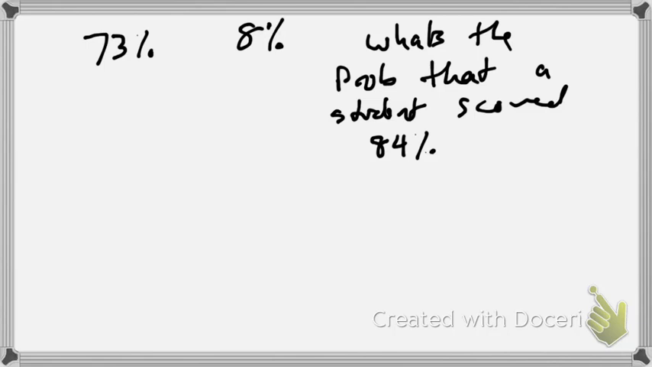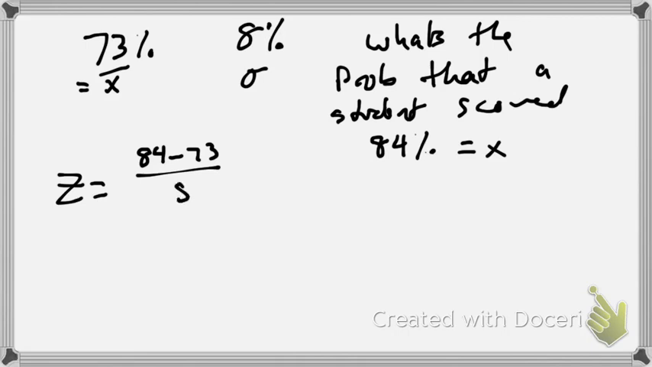So what we're going to do is we're going to convert to our z-score. So we've got z equals, now our average is this, so this equals x bar, this equals standard deviation, and this equals x. So now we're just going to literally plug those in. Since they're all in percentages, we don't have to change them. So we get 84 minus 73 all over 8, which is the same thing as 9 over 8, and 9 over 8 converts to 1.125.